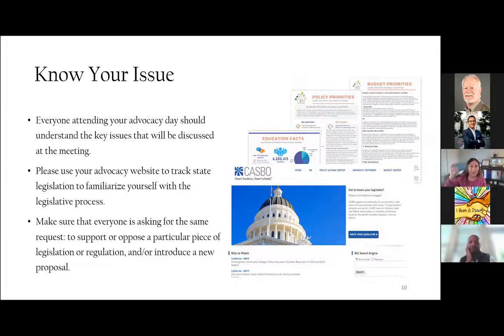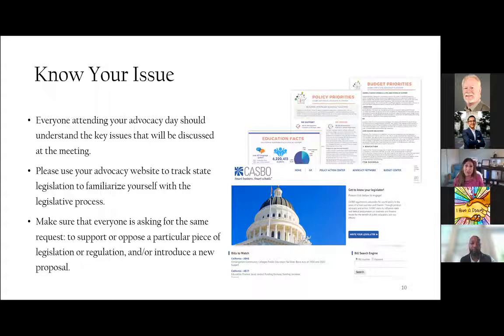CASBO has a budget policy tracker. You could type in casbo.org. I monitor our website, and you could just type in bill numbers and it pops everything out. You could go to leginfo.ca.gov, and you don't have to buy these fancy tools to be able to access the information. It's public knowledge and it's public information that's there at your disposal.